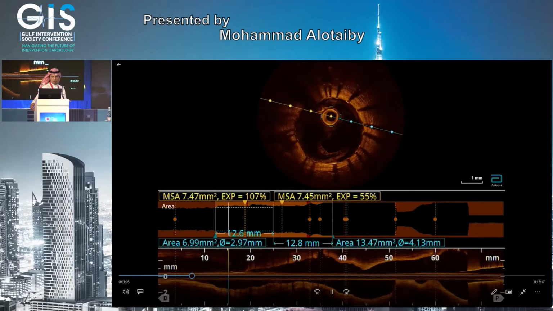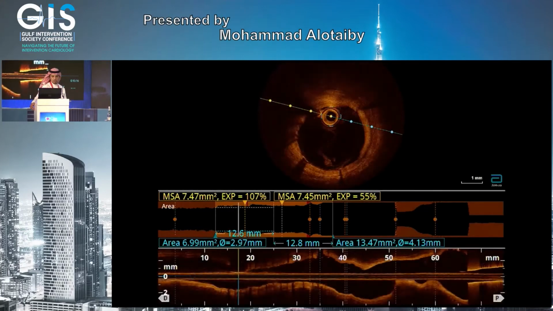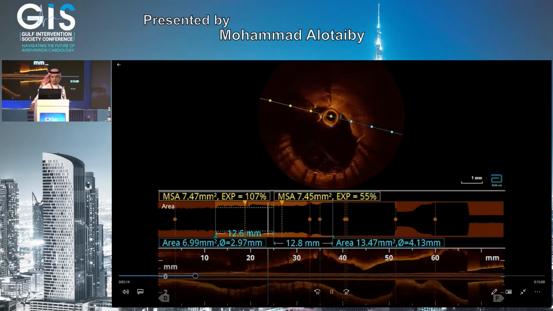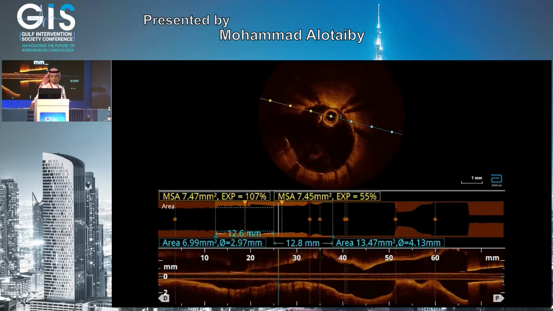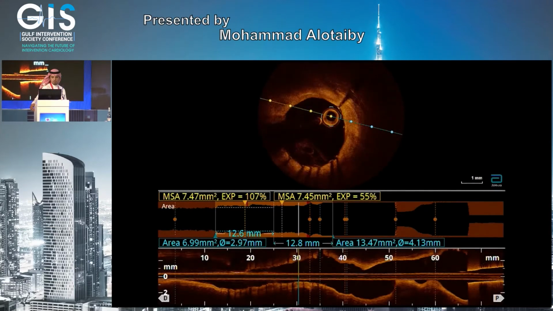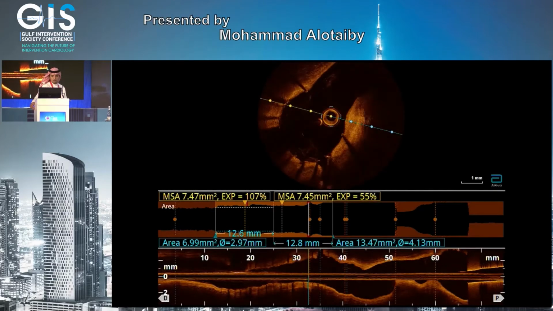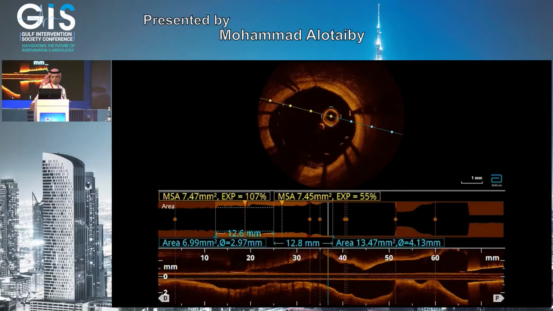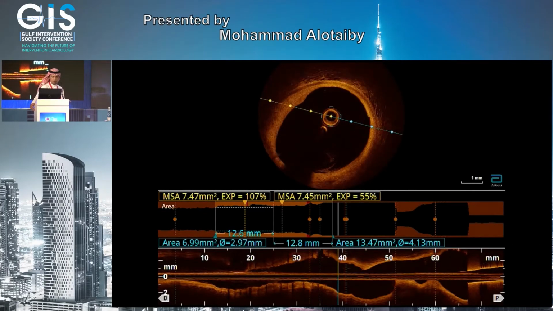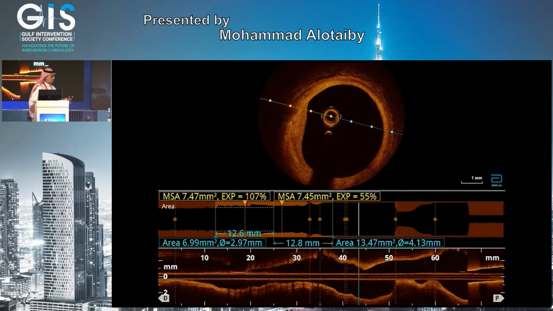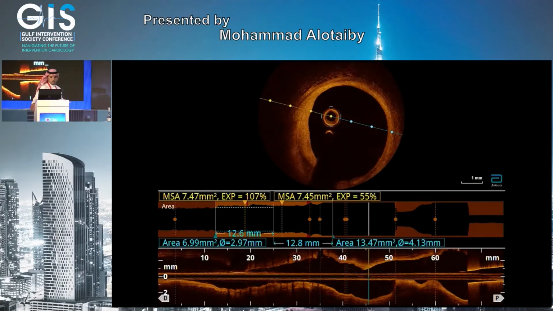So distally, the position is nice and expanded. You'll see the percentage of expansion in numbers. You see some calcium. And then as you move proximally, in spite of post-dilatation, after the branch you see malapposition. Yeah, you see the proximal malapposition. And that's why it's useful to do OCT, even if angiographically it seems good.